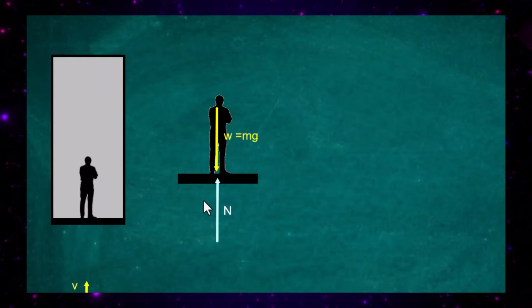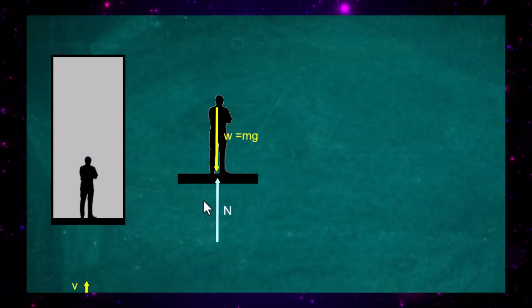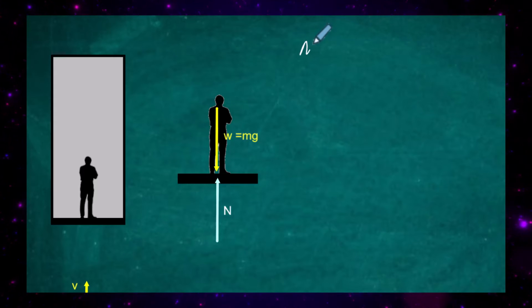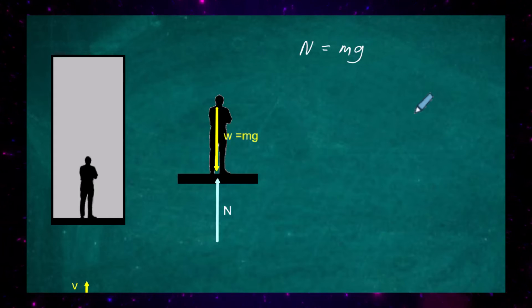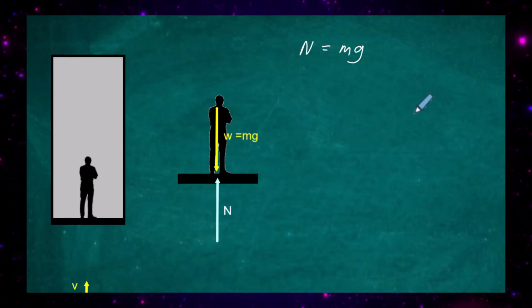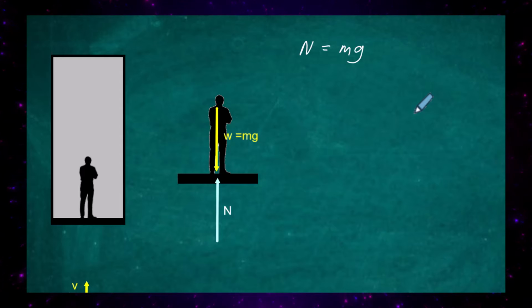Now, when the lift is stationary or moving with a constant speed, then what we can say is that the normal force is going to be exactly equal to the weight. There's going to be no unbalanced force there. The normal force equals the weight of the person, N equals mg. So you're just standing there, you're going to have the forces balanced like that, as long as the lift is not accelerating, it's moving at a constant speed.